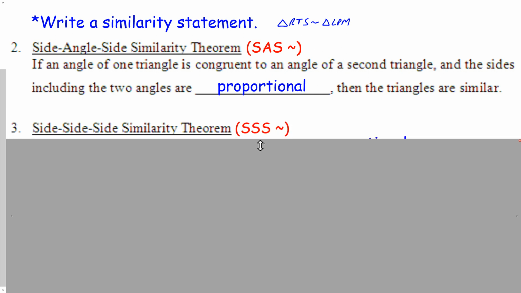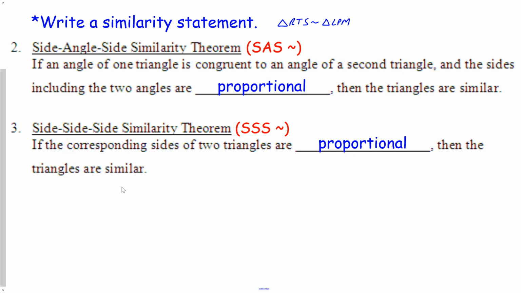Then your third way is the side-side-side similarity theorem. So your abbreviation again. And this says if the corresponding sides of 2 triangles are proportional, meaning all 3 pairs of them, then the triangles are similar.